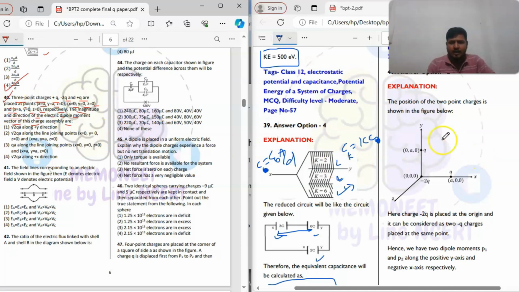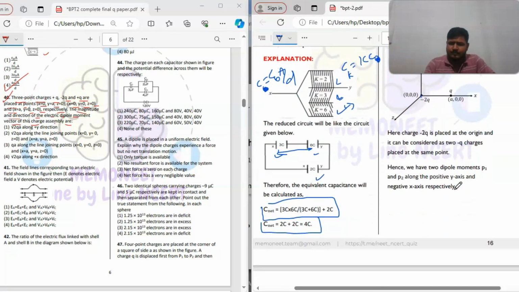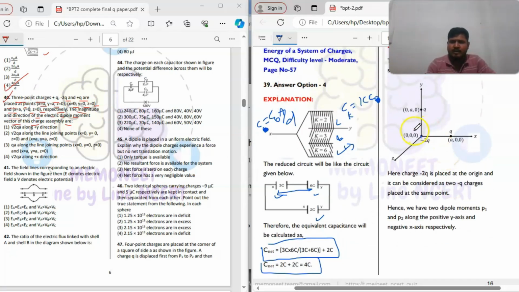So let's first draw the diagram x, y, z, and we put the charges here. Now we assume that this is the minus 2Q, and there are two charges, plus Q and plus Q, right? For this one and this one, there is one dipole moment. For this one and this one, there is another dipole moment. For this minus charge and this plus Q charge, let's say this is P1, Px, you can say Px. And for this charge and this one, along this direction, this is the P2 dipole moment.